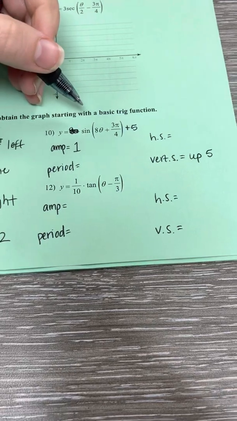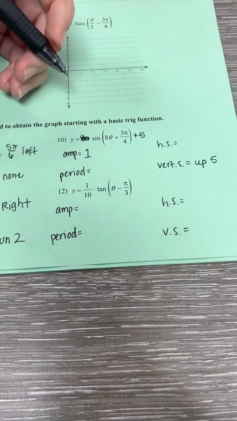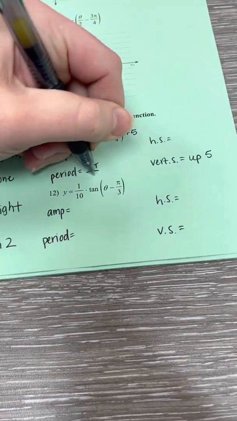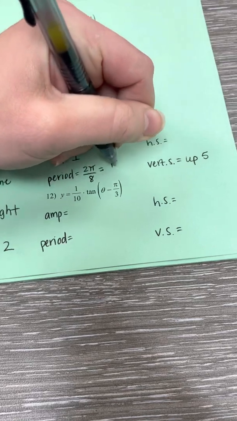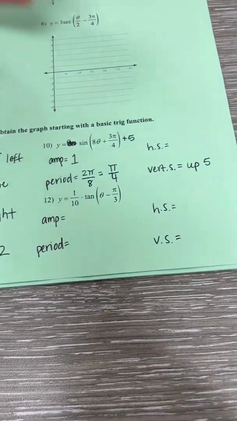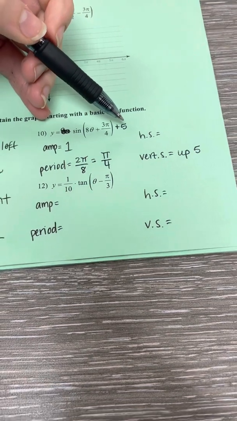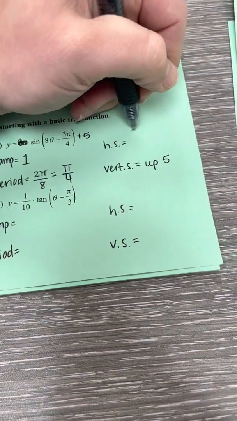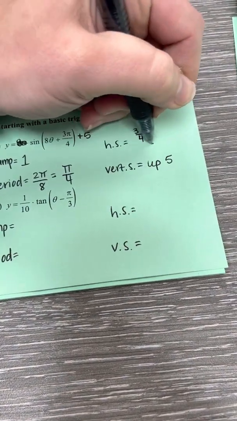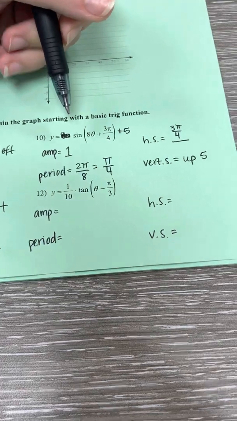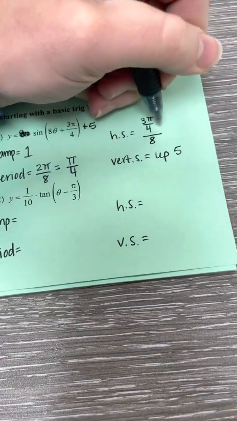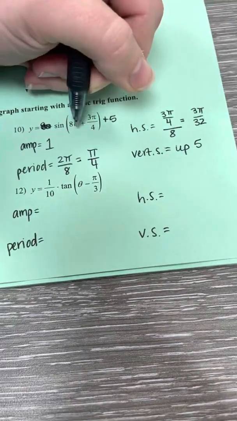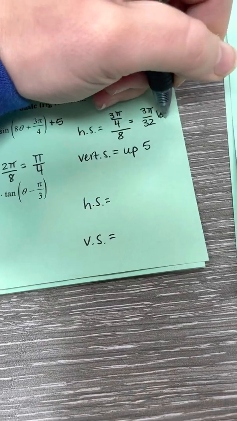And our period is going to be 2 pi over b. We actually have a b this time. It's 8. So 2 pi over 8. So our period is actually just pi over 4. All right, and then the horizontal shift is going to be c over b. So this one's going to be kind of funky, but that's okay. We have 3 pi over 4 over b, which is 8. And then when you rewrite that, it's actually going to be 3 pi over 32. And since it is adding, that'll be a shift to the left.